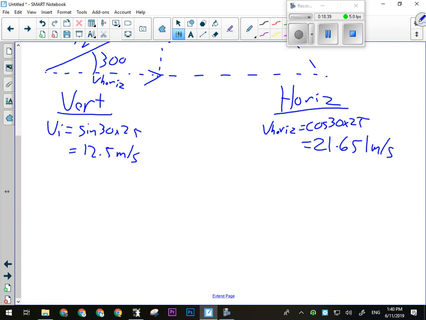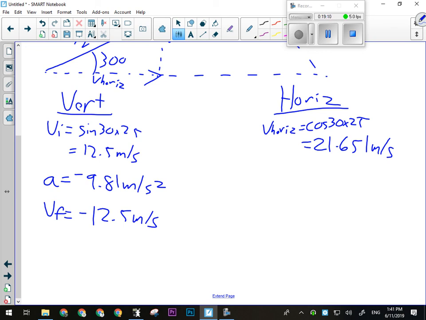Other vertical information that I know: acceleration is negative 9.81 meters per second squared. And since this is a question where the initial height and the final height are equal, VF is negative 12.5 meters per second. VF will be 0 at the maximum height, where they're not equal.